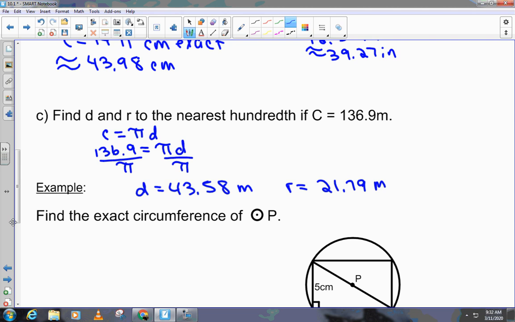All right, so let's say I wanted the radius. And so instead of setting my circumference equal to pi times diameter, I did 2 pi r, which is the same thing, yes? Okay, so again, I would replace my circumference with 136.9 equals 2 pi r. And so to get r by itself, what would I do? Divide by 2 pi, right?